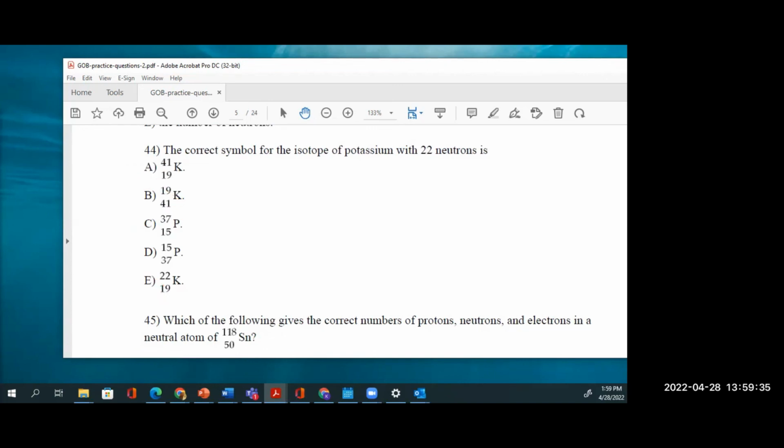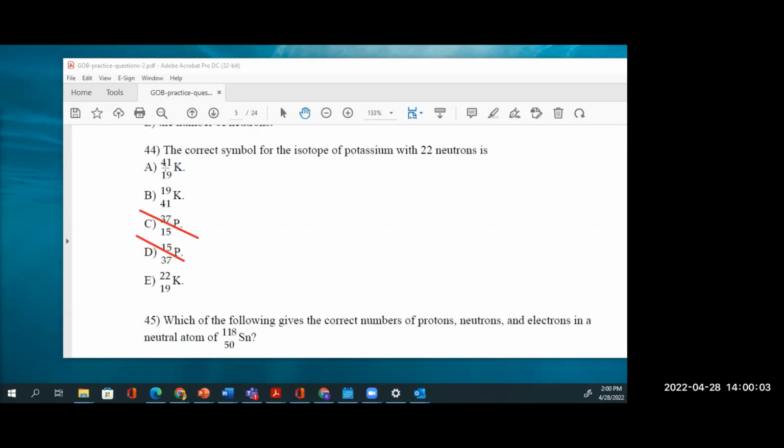The correct symbol for an isotope of potassium with 22 neutrons is... So first off, what is the symbol for potassium? Okay, so we can get rid of a couple of things, right? So we know that this one is wrong, this one is wrong. Okay, so that gives us 3.